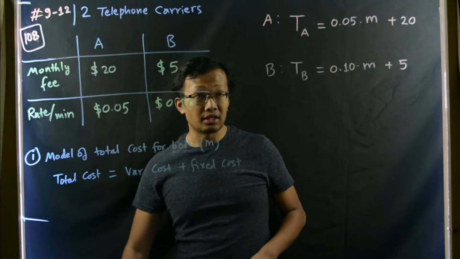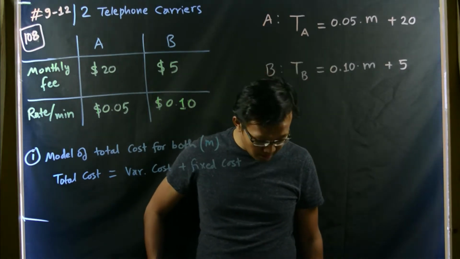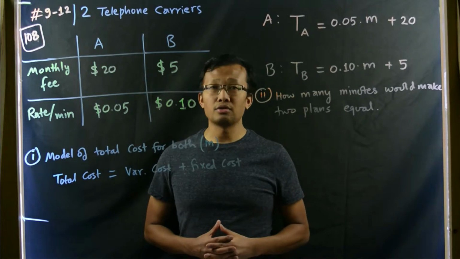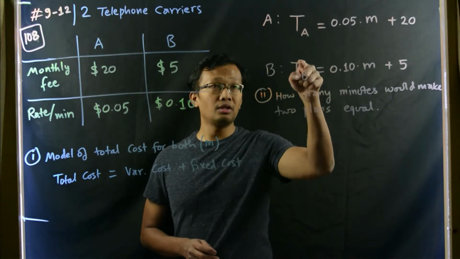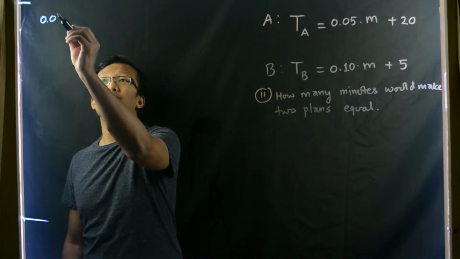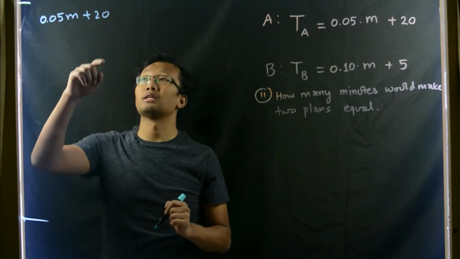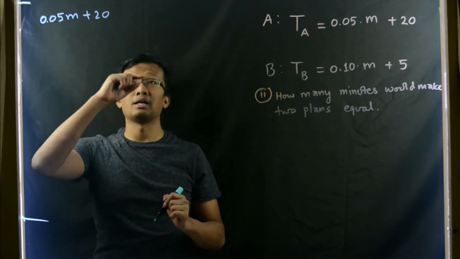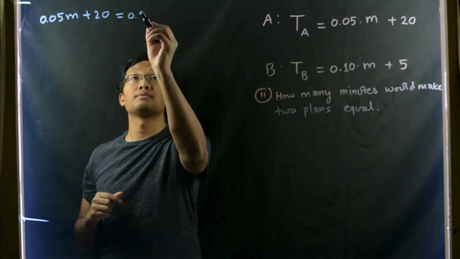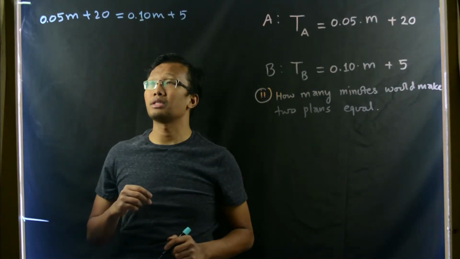Now let's go for the second question, which says, find out how many minutes of calling would make two plans equal. If we want to see whether these two plans are equal, then we just equate them. 0.05M plus 20, that's the model for company A, and the second model would be 0.10M plus 5. Let's solve this equation.